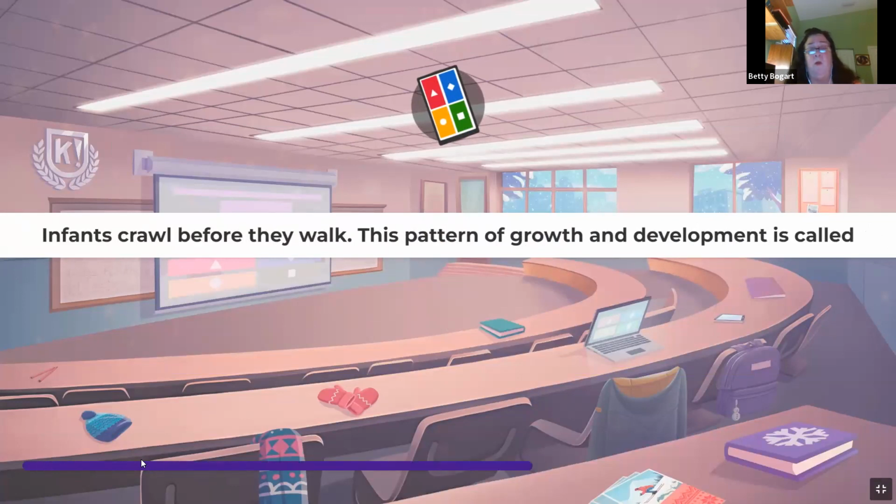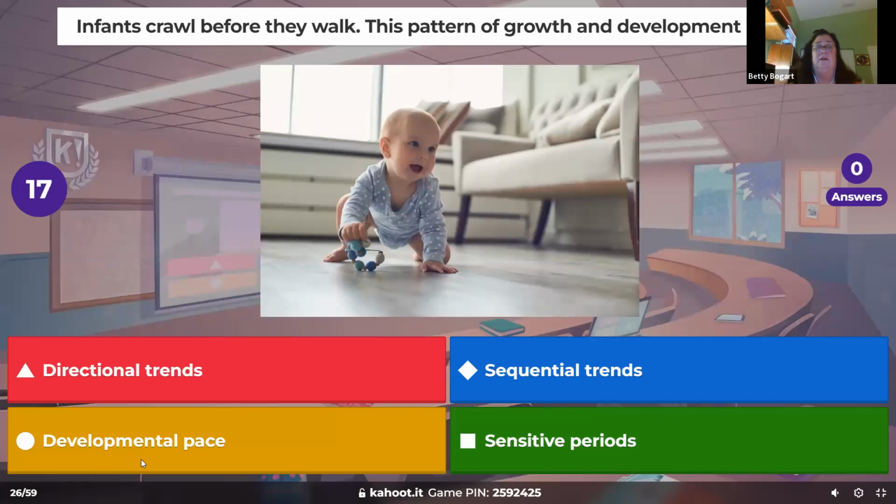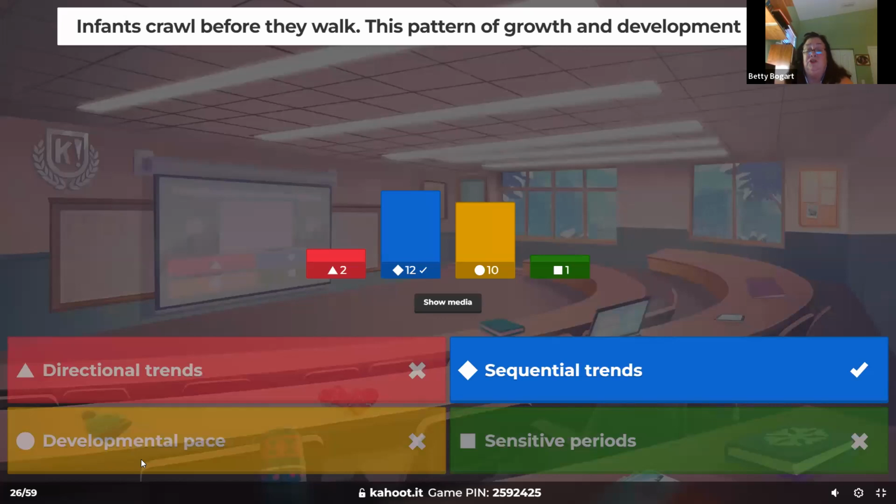Infants crawl before they walk. This pattern of growth and development is called what? They lift their heads, they roll over, they crawl, they creep, they walk. It goes in a certain way. What is that called? It's called sequential trends. It happens in a sequence. Doesn't mean they don't skip one of those steps, but they're moving forward within that sequence.